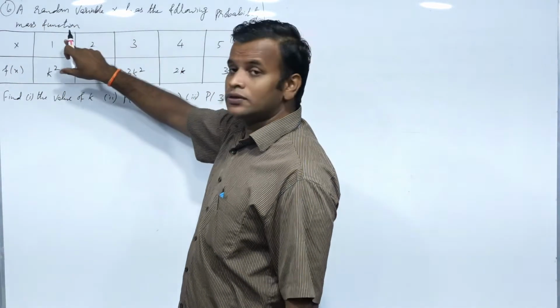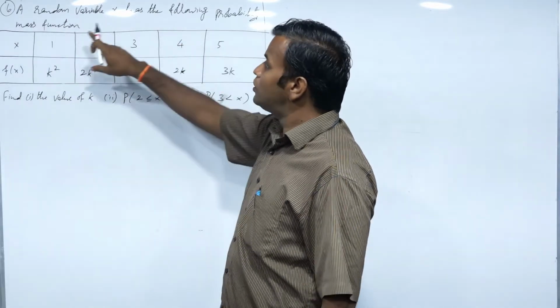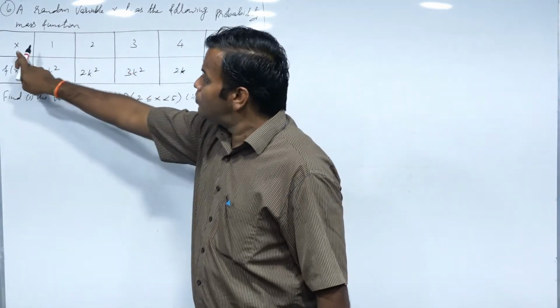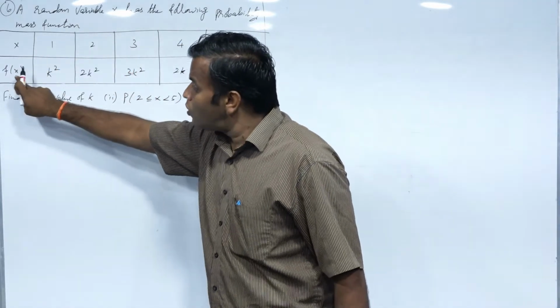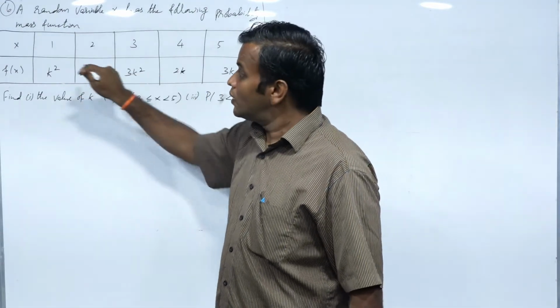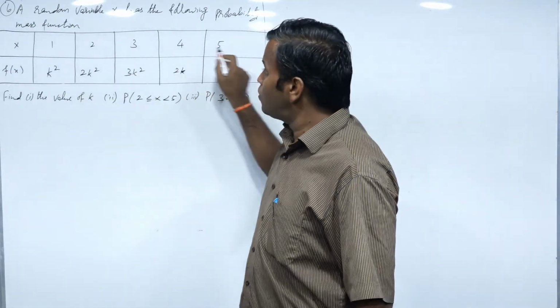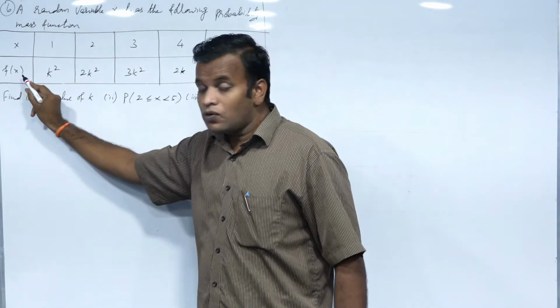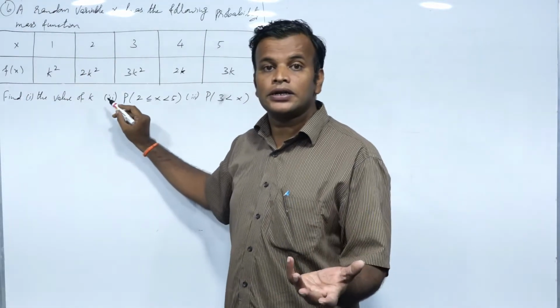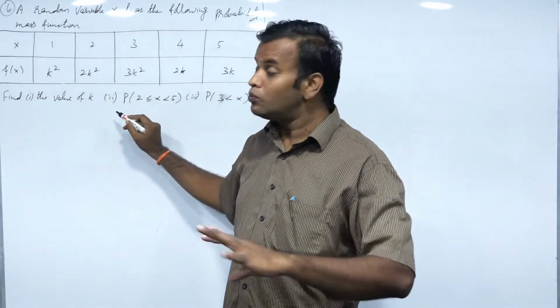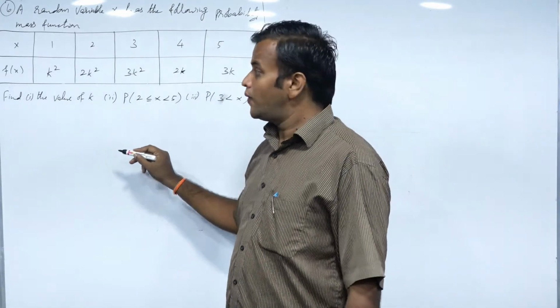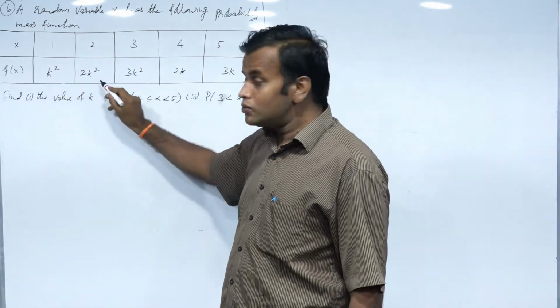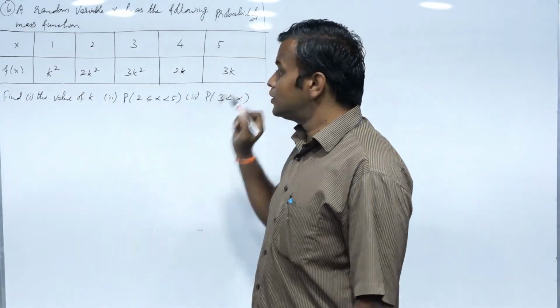One table is already given. A random variable X has the following probability mass function. The random variable values and their probability values are all given. The random variable values start from 1, 2, 3, 4, 5, and the probability mass function symbol is f of x or P of capital X is equal to small x. So in both, any one symbol is given, whose values are given as k square, 2k square, 3k square, 2k and 3k.